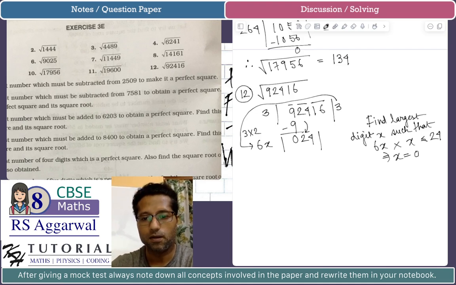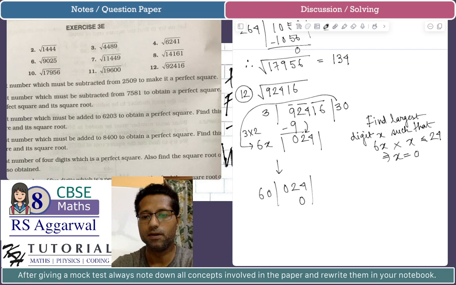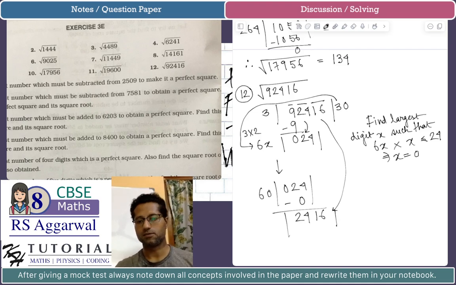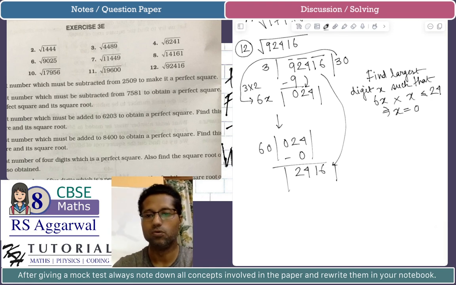So we have x is 0 and the dividend was 24. This 0 will get appended to the current quotient, so the current quotient will become 30, and 60 multiplied by 0 is 0. So the remainder still is 24, and we bring down the next period, that is 16. So the current dividend becomes 2416. And what will be the partial divisor? Whatever the current quotient is, multiplied by 2, that is 60.